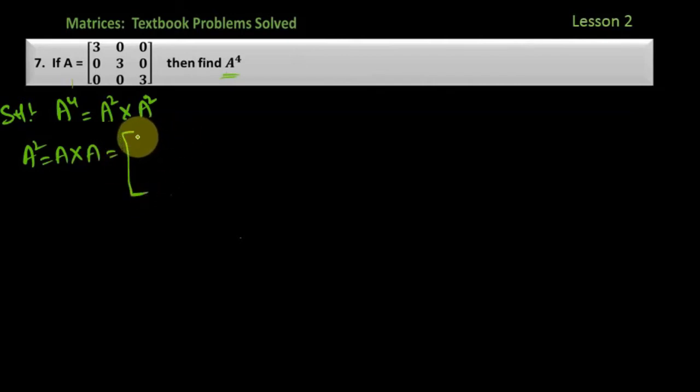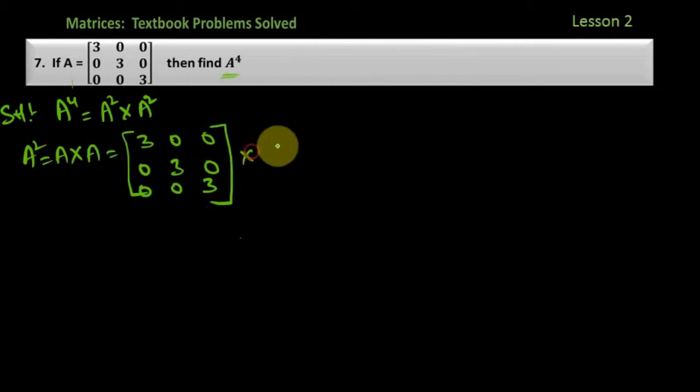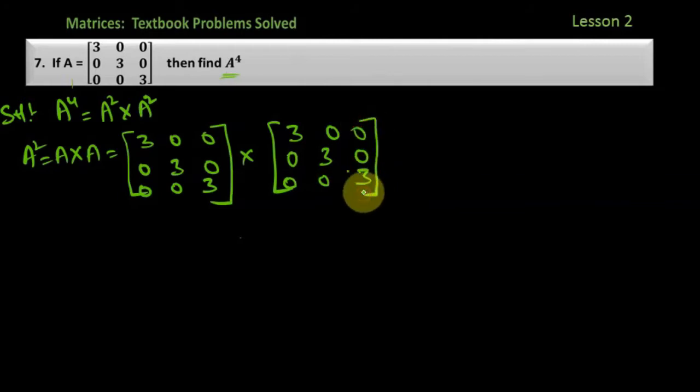So this is of order 3 cross 3, isn't it? 3 0 0, 0 3 0 and 0 0 3, cross the same 3 0 0, 0 3 0 and 0 0 3. Okay, now we'll do A cross A.